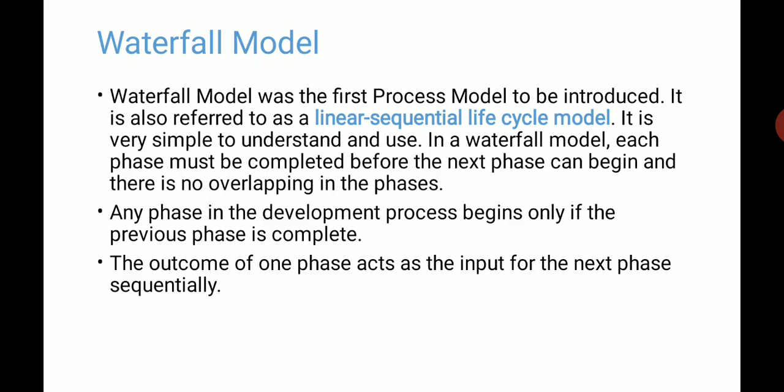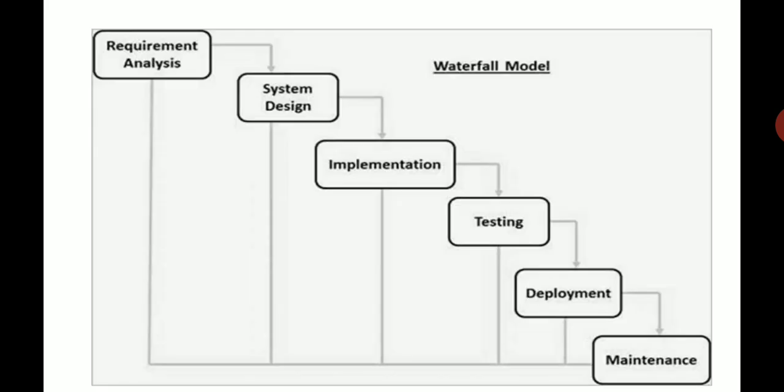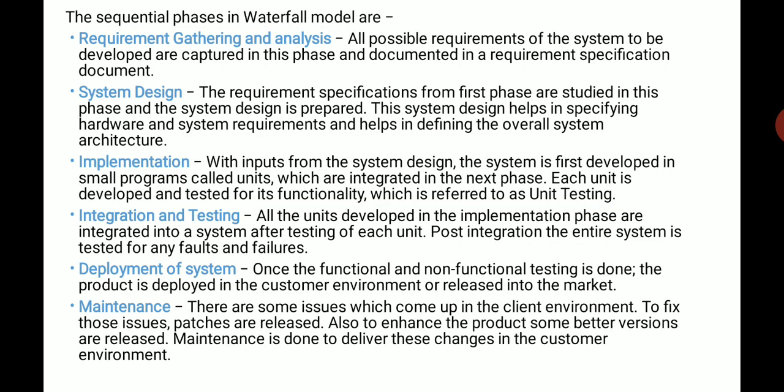Any phase in the development process begins only if the previous phase is complete, and the output of one phase acts as the input for the next phase. These are the various steps in the waterfall model: requirement analysis, system design, implementation, testing, deployment, and maintenance. The sequential phases of the waterfall model begin with requirement gathering and analysis.